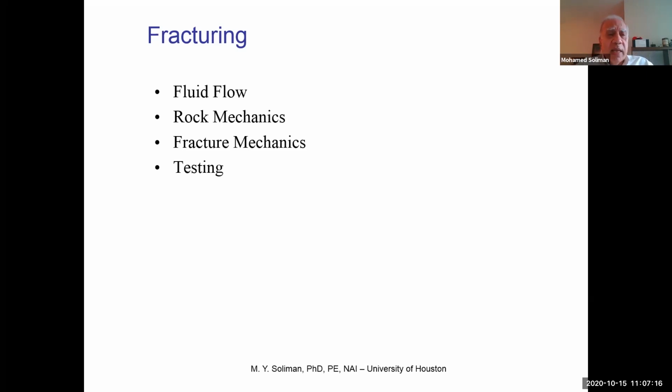So that's the reason you would call it pseudo-radial flow. Fracturing, part of it is fluid flow. So we discussed that. Today we want to talk a little bit about rock mechanics and in situ stresses.